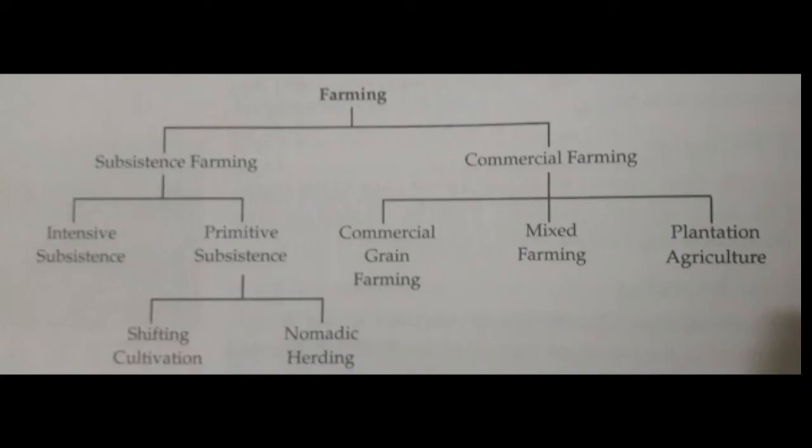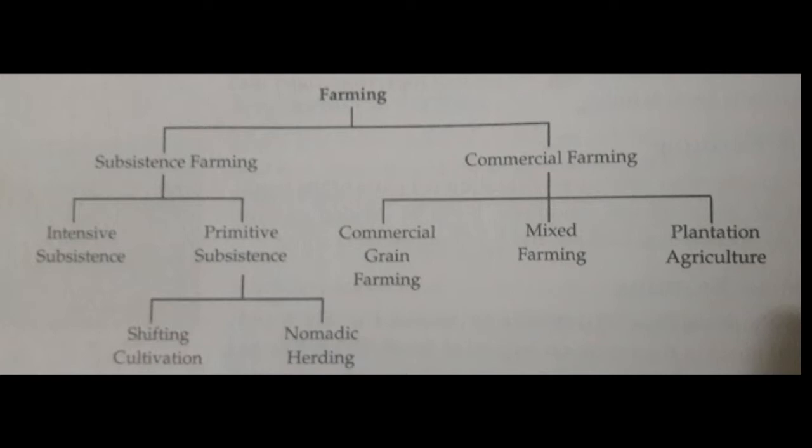Today we will see geography and the topic is types of farming. As far as farming is concerned, it is mainly classified into two, that is subsistence farming and commercial farming. But when we talk about subsistence farming, it has been divided into two, that is intensive subsistence and primitive subsistence. Once again, primitive subsistence has been divided into two categories, that is shifting cultivation and nomadic herding. When we talk about commercial farming, it has been classified into three, that is commercial grain farming, mixed farming and plantation agriculture.